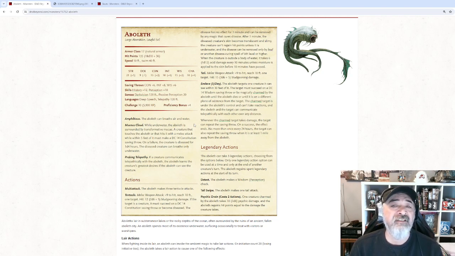The disease has no immediate effect and can be removed by any magical ability that cures it: Lesser Restoration, Cure Disease, a potion, Keoghtom's Ointment, something like that. A mundane disease cure will take care of it within the first minute. But after the first minute, the diseased creature becomes translucent and slimy, and they can no longer regain hit points unless they're underwater. And now the disease can't be removed unless you have a 6th level heal or higher magic, 6th level or higher, that will remove the disease. And whenever the creature's outside of water, they take 1d12 acid damage every 10 minutes.